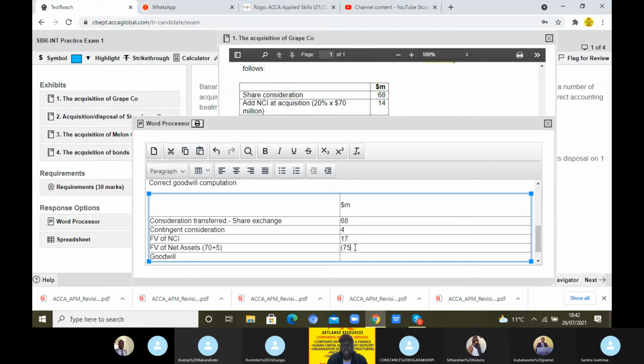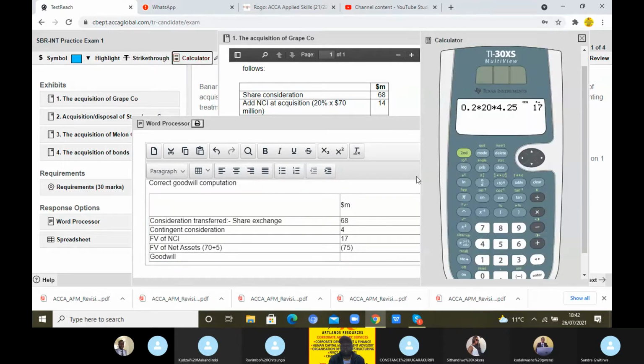Clearly, you can't say, why can't you do this on Excel? You can't be troubling yourself with these few figures. What do you do here? On your calculator, you clear by backspace. So you're saying 68 plus 4 plus 17 minus 75. Enter. So your goodwill is now 14. So you put 14 here.